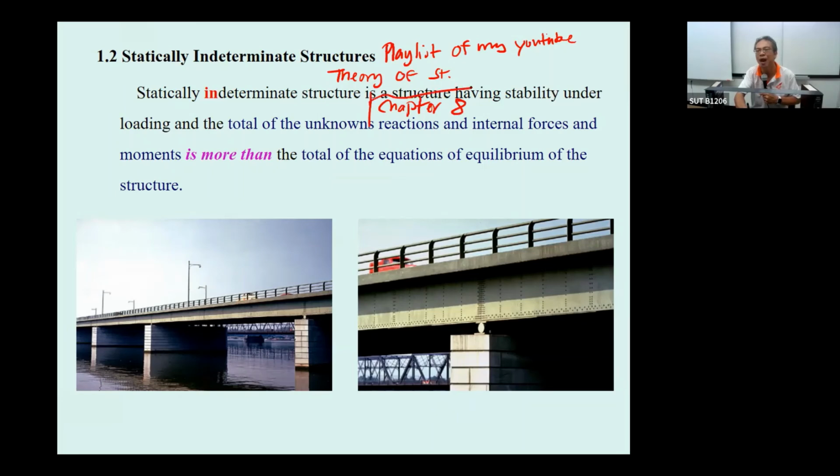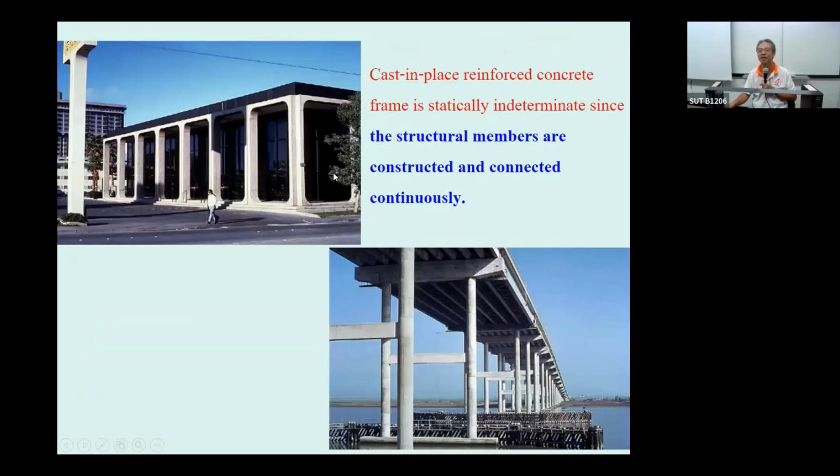In the first part of chapter 8, I talked about the statically determinate structure and statically indeterminate structure in detail already. This is the same slide. This whole thing is the frame. This frame is constructed by the concrete. When it starts as cast-in-place reinforced concrete, what do we have? The structure will connect to each other continuously and it's going to be statically indeterminate.